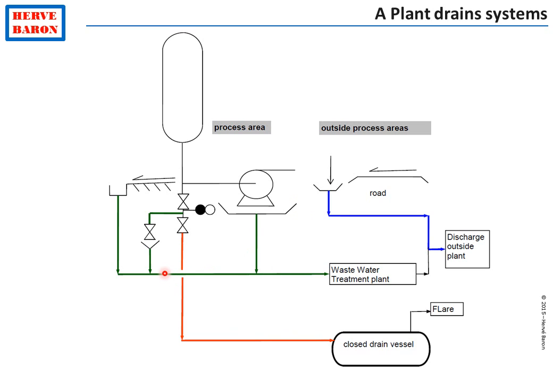The open drain network also connects with the rainwater collection system in the paved process area. The open drain system leads to the wastewater treatment plant, where oil is separated from water and water can be disposed outside the plant.